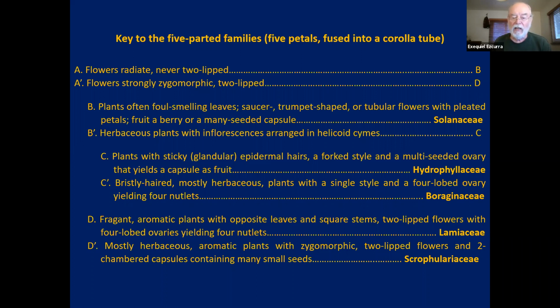And if they don't have opposite leaves, and if they don't have square stems, please note that zygomorphic flowers, aromatic plants that smell nice, and square stems are the trait of the mint family. If they don't have those traits, but they have zygomorphic tulip flowers, and if the fruit is a capsule containing many small seeds, then the family is the Scrophulariaceae.